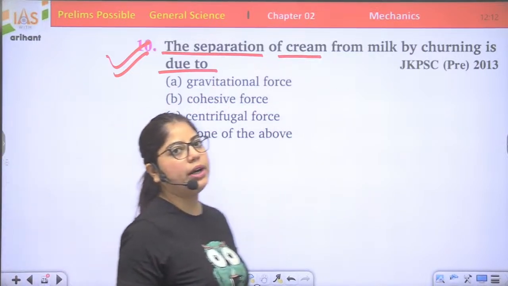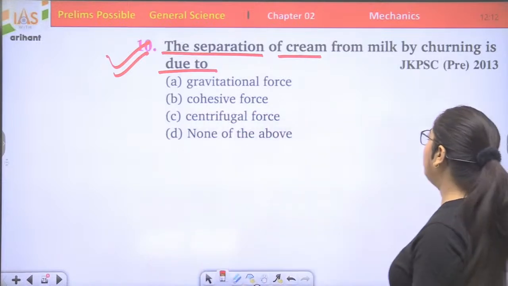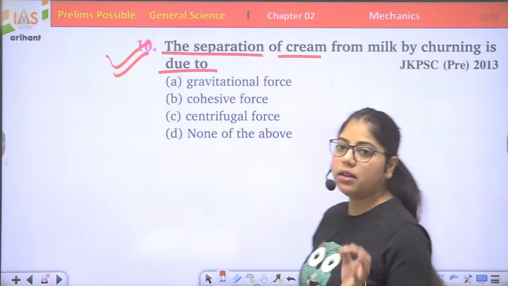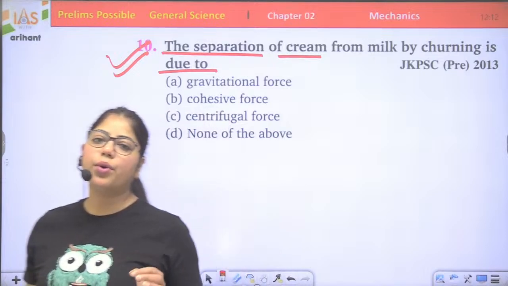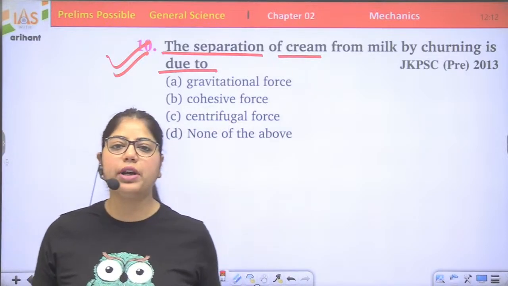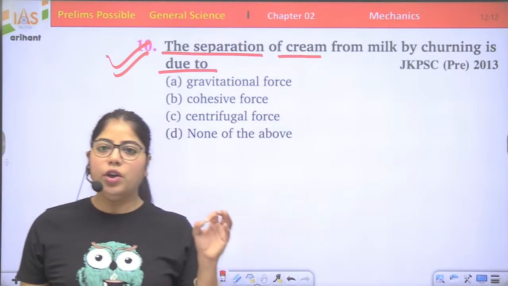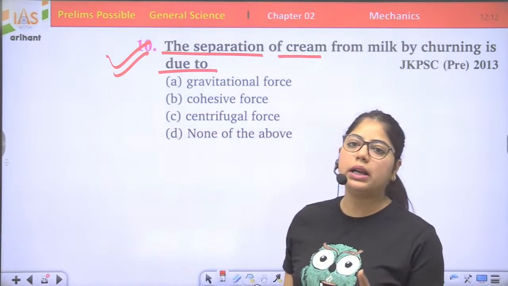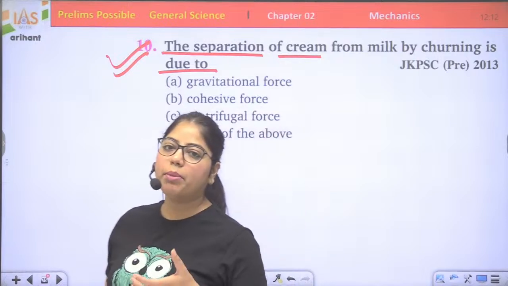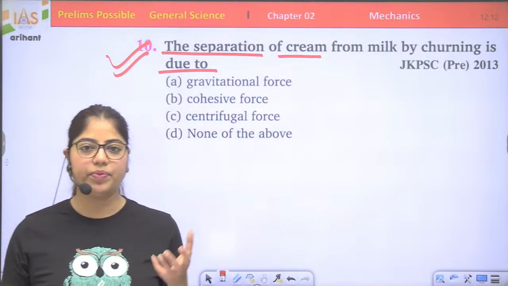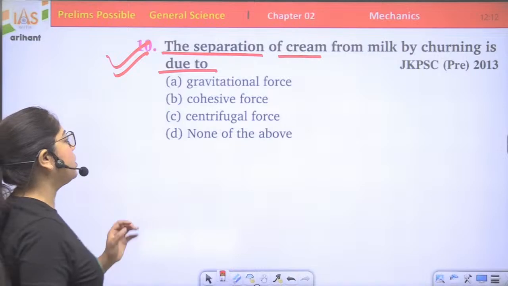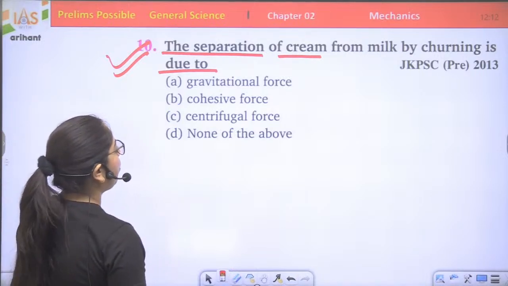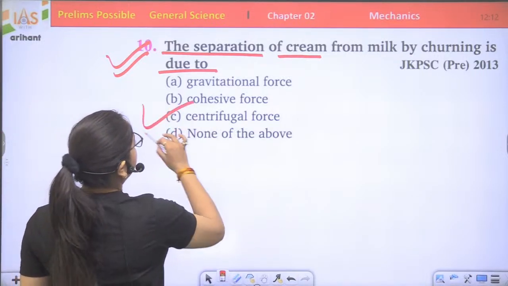Now question number 10: the separation of cream from milk by churning is due to. How will you separate the cream from milk? By churning. You have often seen this process in your house. Your mothers do this process, they separate the cream from milk, and what do they make from the cream? Ghee, right? So this function is also part of centrifugal force.